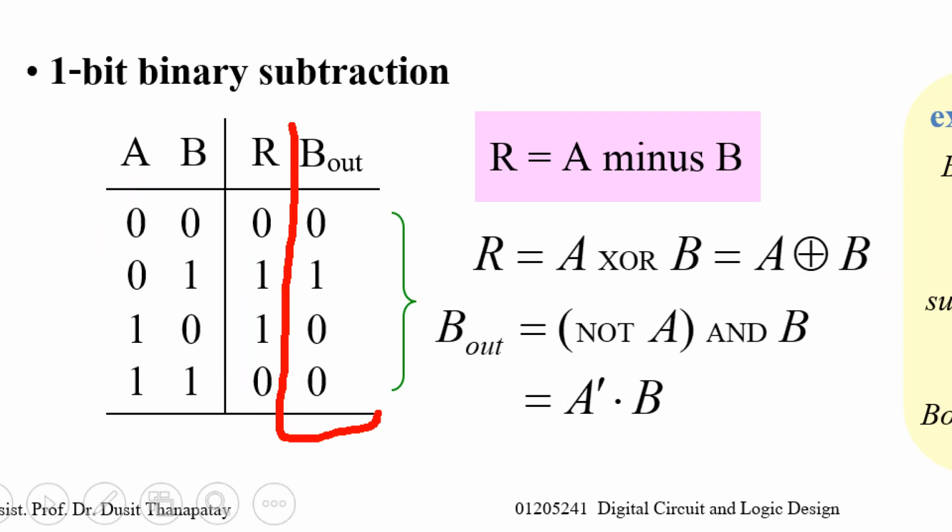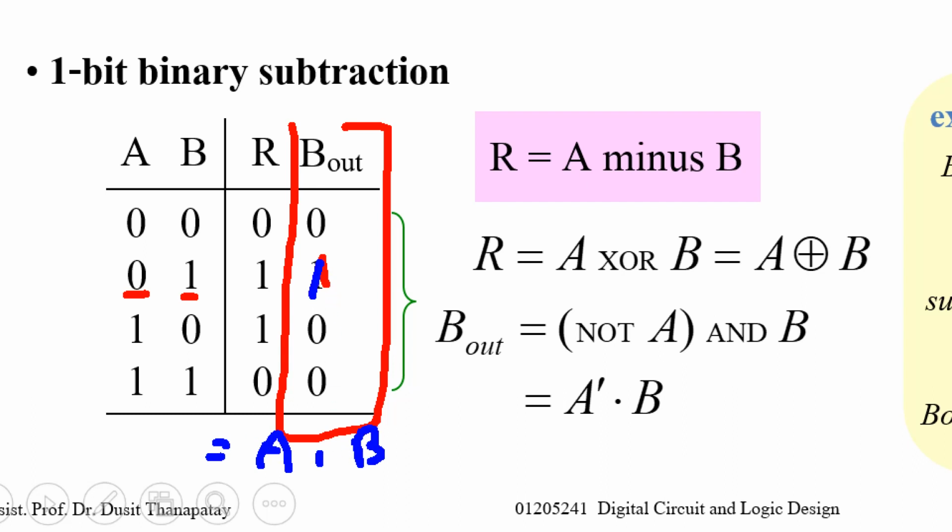How about borrow out? It's 1 here, right? 0 here, 1 here. It cannot be A and B, right? In this case, because borrow out will be 1, A must be 0 here, right? But B is 1. Okay, then you can invert here, right? So borrow out becomes A inverted and B. Because A is 0 right here, when you invert, it becomes 1. That is 1 and 1. Okay, 1 is from the inversion of 0. So you can write down the equation for borrow out and R.